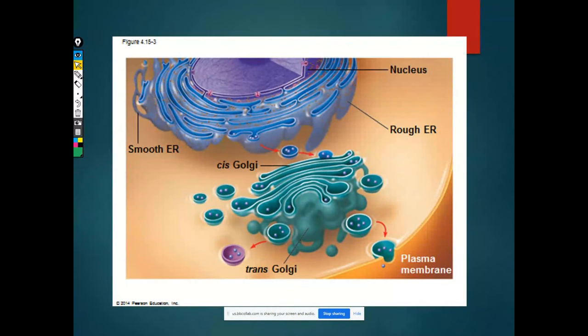Okay, so here we are. We've come a long way. Remember, we started with DNA here in the nucleus. In order to leave, we needed to make RNA.